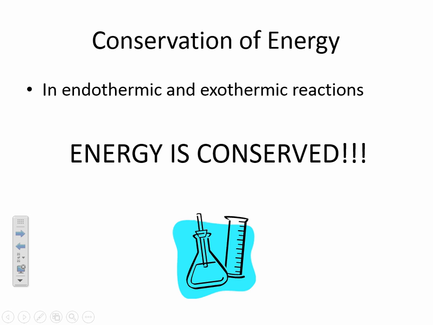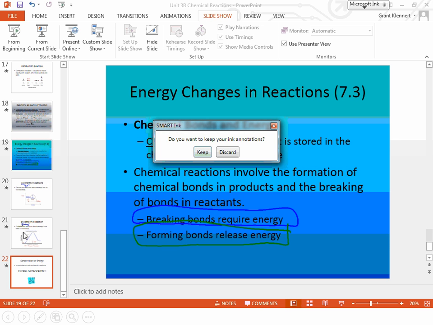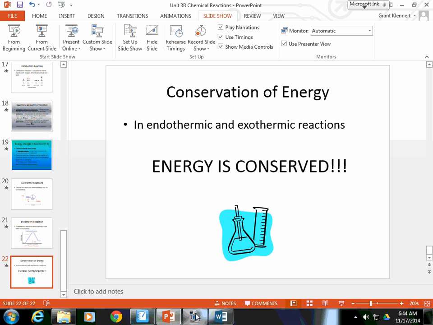So when we talk about energy, we have exothermic and endothermic. Exothermic heat is exiting. Endothermic heat is entering. And energy is always conserved in a chemical reaction.